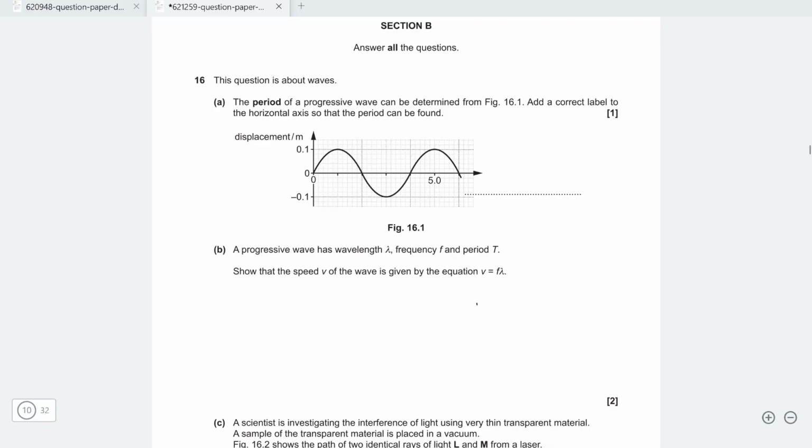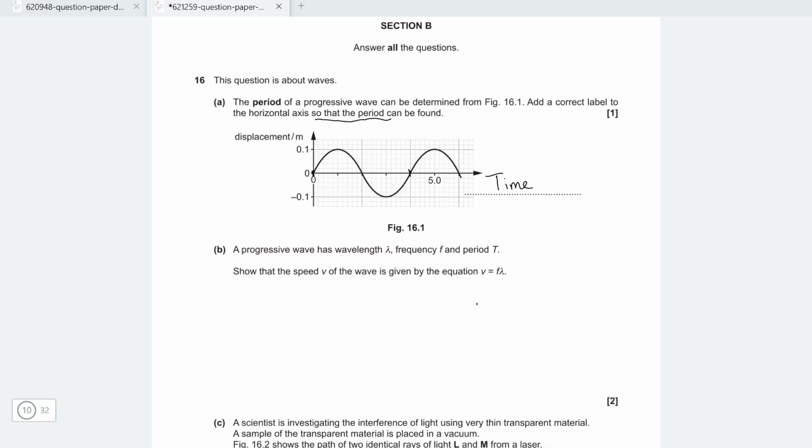Okay, so let's get started with question 16. This question is all about waves, and we have this graph of displacement against something. We are told that we can use the axes in order to find the period of the wave. So if we wanted to find the period of the wave, this means that on the x-axis, the label will have to be time. And in fact, the time period is just here.